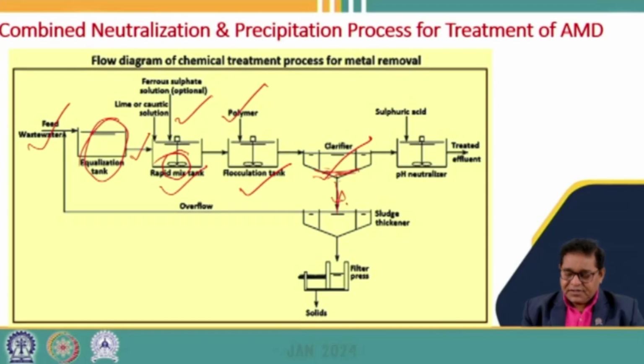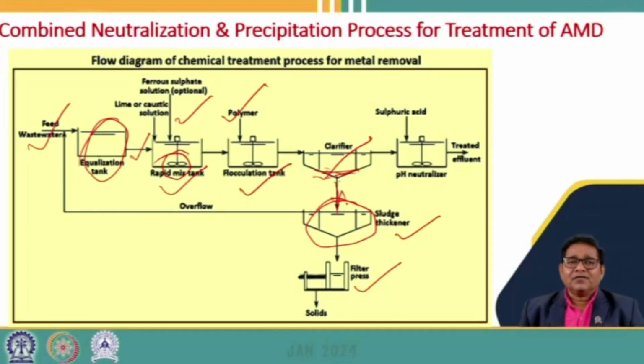where the heavier precipitate settles onto the bottom, and from the bottom we take it out. This sludge is then taken to the sludge thickener, where water is removed from the sludge, and the thickened sludge is taken to the next unit operation, which we call the filter press, where the water is further squeezed out from the rest of the solid mass and recirculated again to the equalization tank for its treatment. Whatever solids are produced will be taken out, and finally disposed of as hazardous sludge.